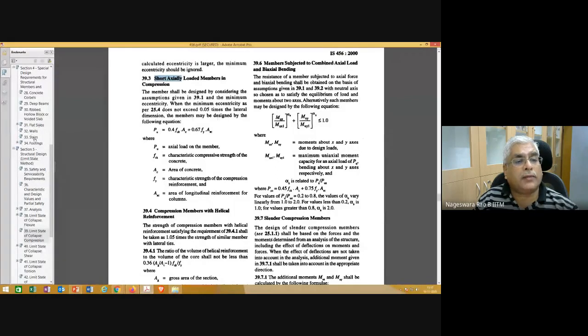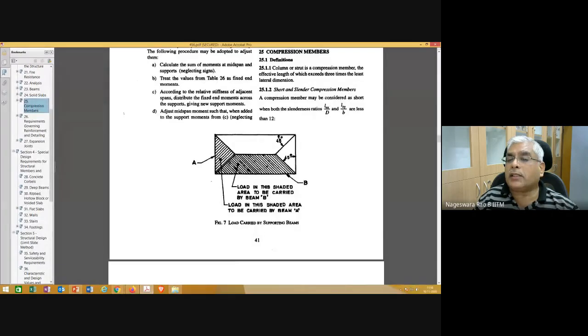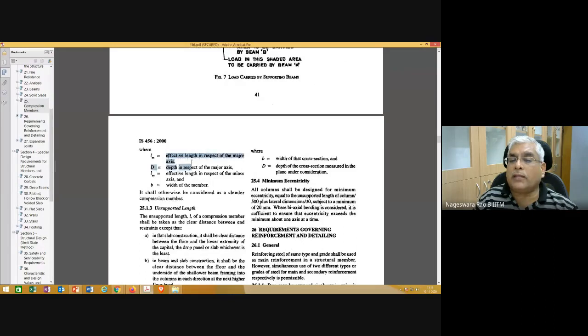As per the definition of classification, LEX divided by D and LEY divided by D should be less than 12. LEX is effective length with respect to the major axis, and LEY is effective length with respect to the minor axis. Here unsupported length is given. Using unsupported length, we need to multiply with the effective length factor.